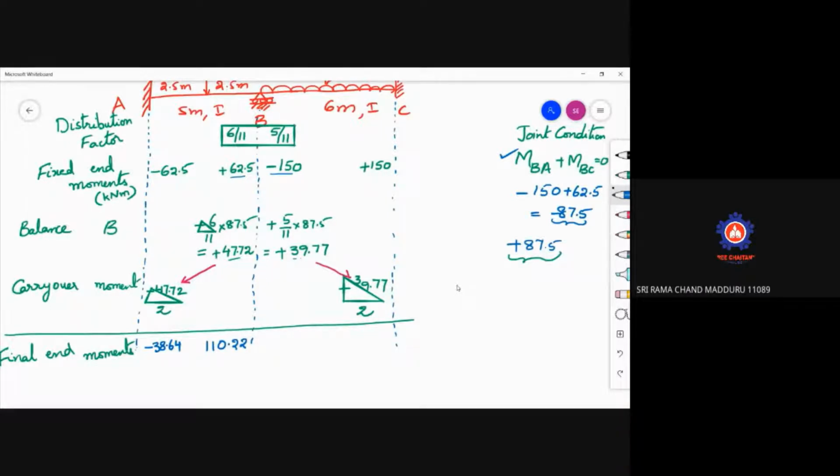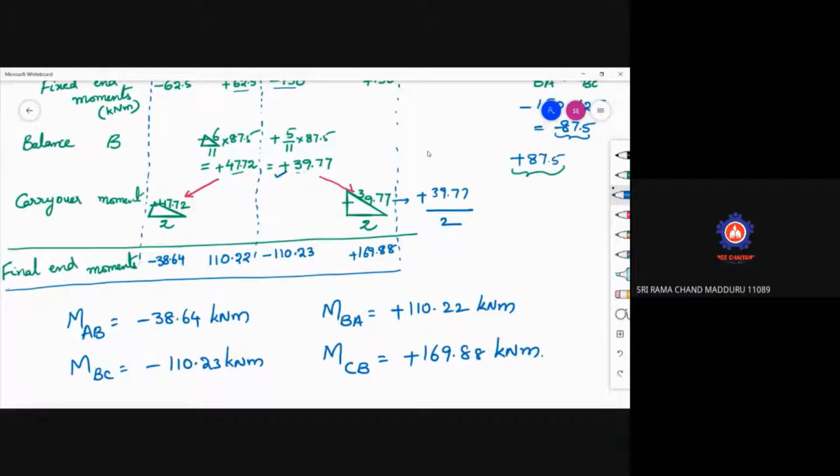Now this one, MBC, add the values. So minus 150 plus 39.77, and if you take it, it is minus 110.23. And now coming to MCB, plus 150 plus this value, which is actually plus 39.77 by 2. So what is that value here? And with the obtained final end moments, we can draw the shear force diagram as well as the bending moment diagram.